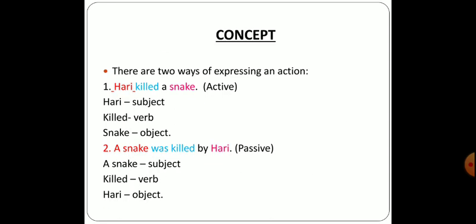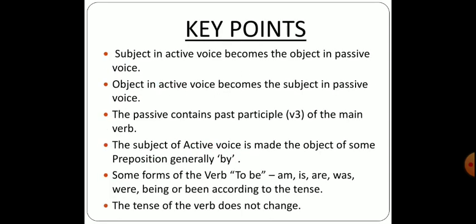So now let us move ahead and go through the key points. The points which you are supposed to remember whenever you are changing from active to passive. The first point is, subject in active voice becomes the object in passive voice. We have seen in the previous one that Hari was the subject over there. When it changed into passive form, it became object. So the subject in active voice becomes the object in passive voice.